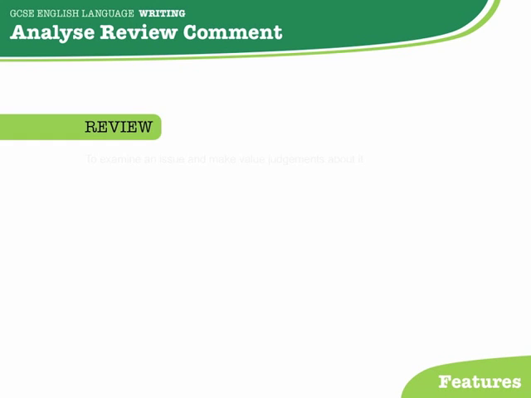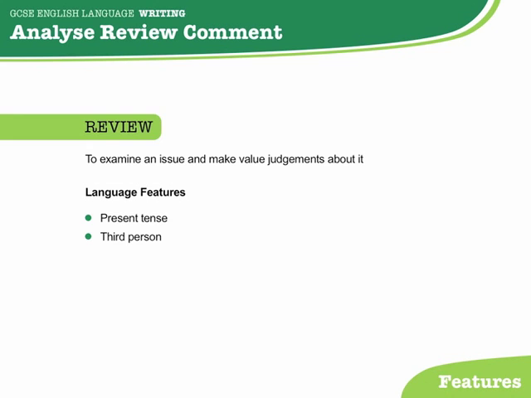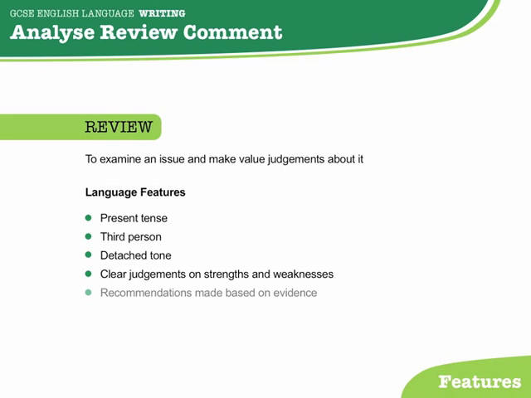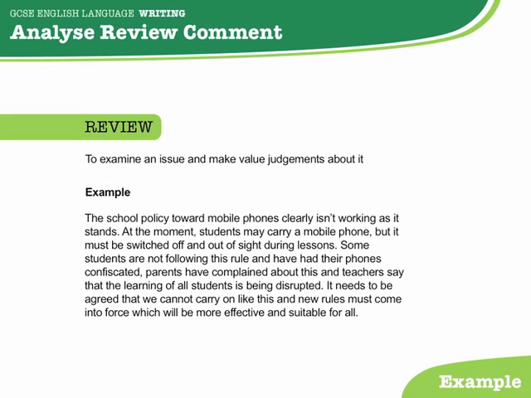Writing to review contains these language features. Present tense again, and third person with a detached tone. These three features again help to maintain a balanced viewpoint and avoid bias. Clear judgment should be given on the strengths and weaknesses of an issue. You may also make recommendations based on the evidence you found. Here's an example which reviews the school's mobile phone rules.